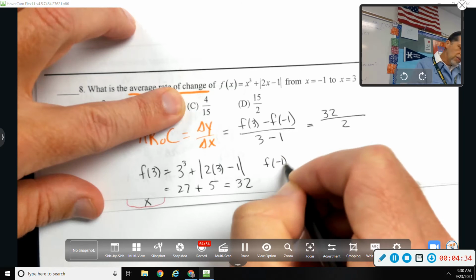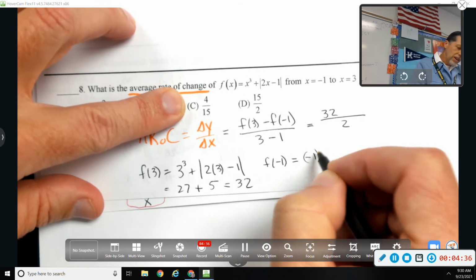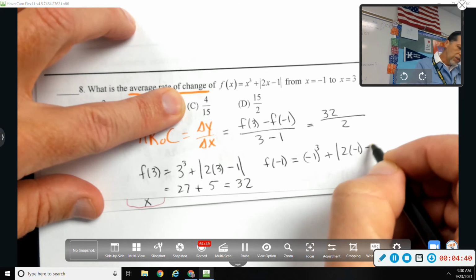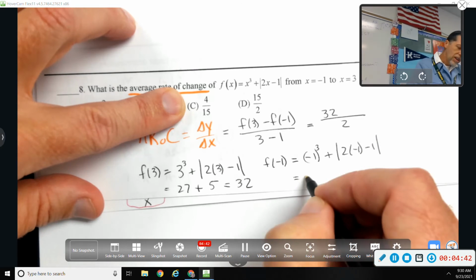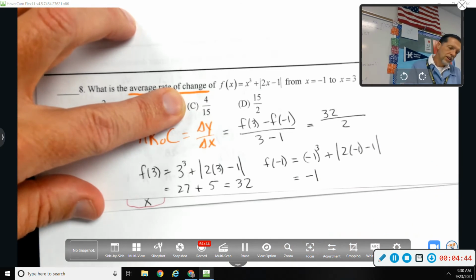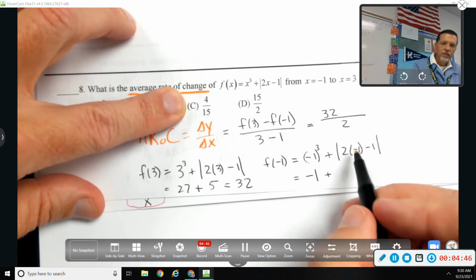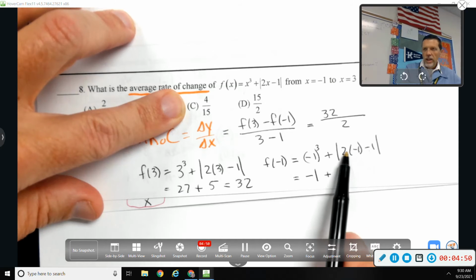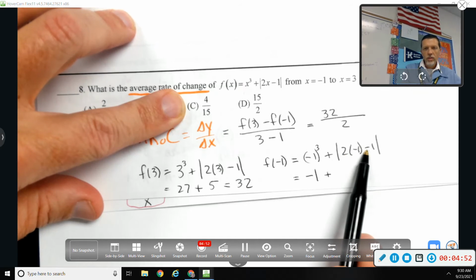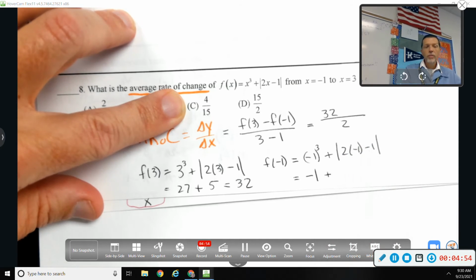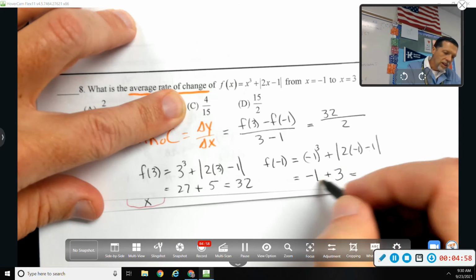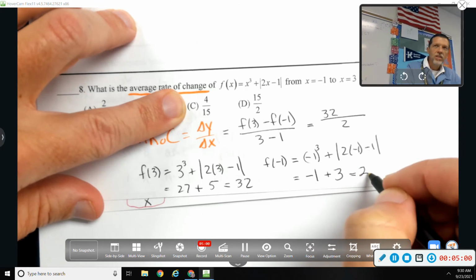F of -1 is cube -1 plus 2 times -1 minus 1. That's -1 plus, a lot of negatives here, so that would be -3, right? -2 minus 1 is -3, but then absolute value makes it +3, and then -1 plus 3 is 2.